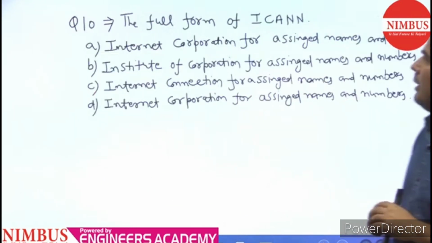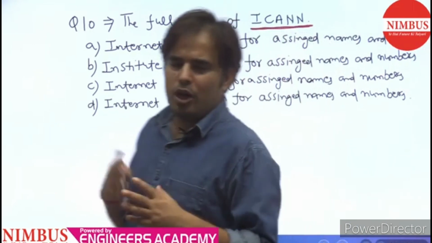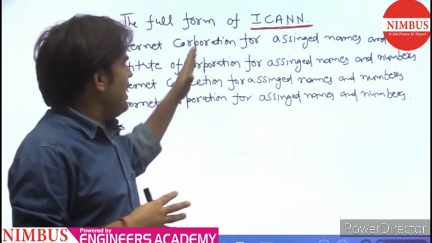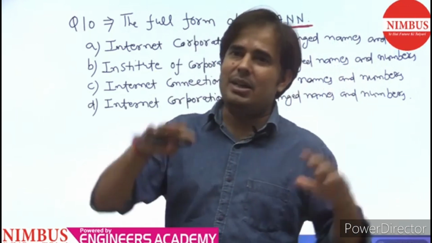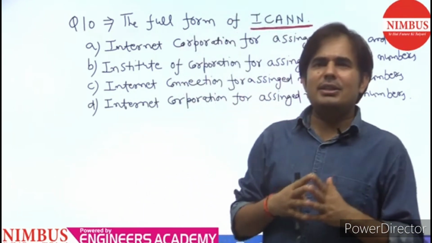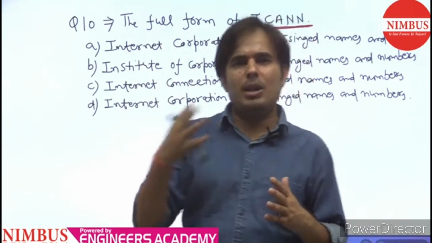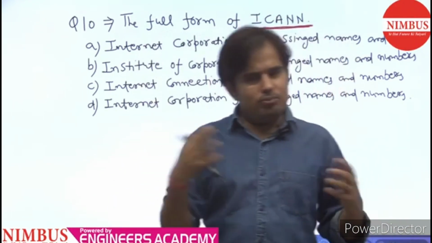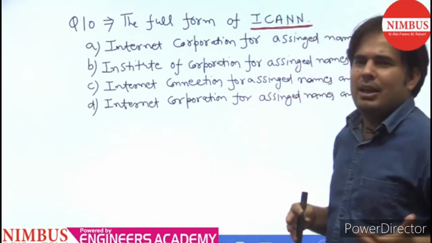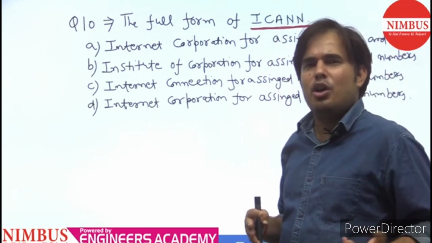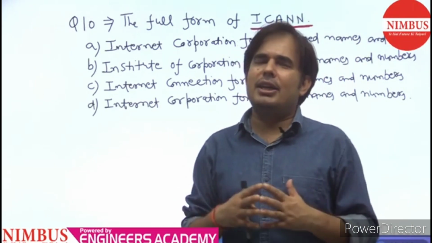Let's see question number 10. The full form of ICANN. First we need to understand what ICANN is. ICANN is an American non-profit organization that is responsible for the maintenance and procedures of various databases related to namespaces and numerical spaces of the internet. I am going to repeat this statement again: ICANN is an American non-profit organization responsible for maintaining namespaces and some other numerical spaces for the internet.